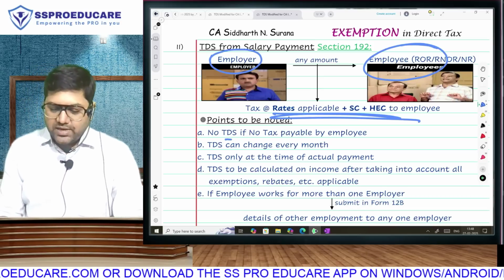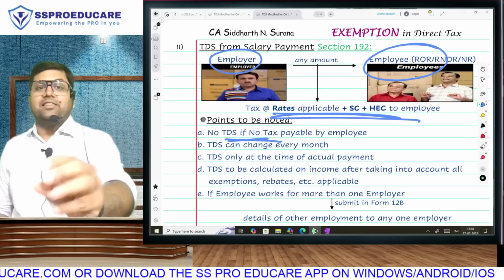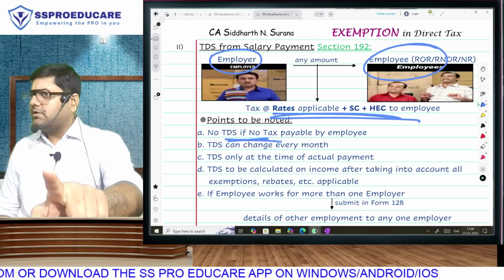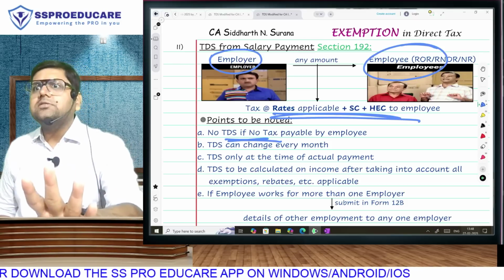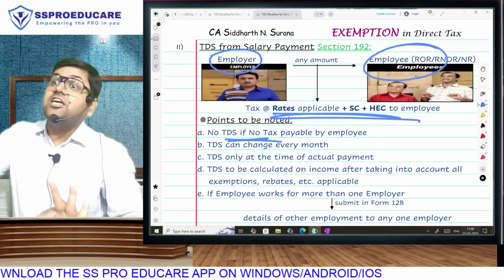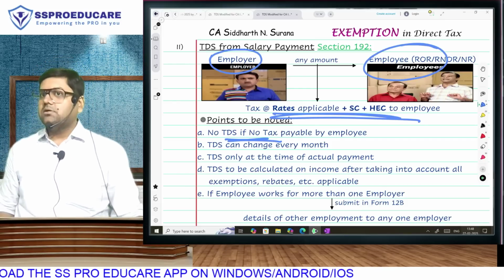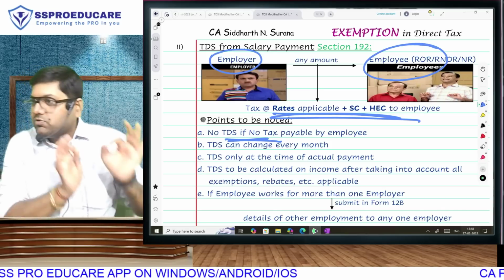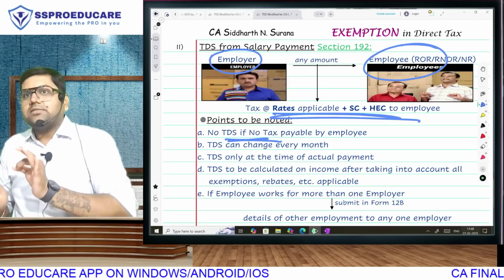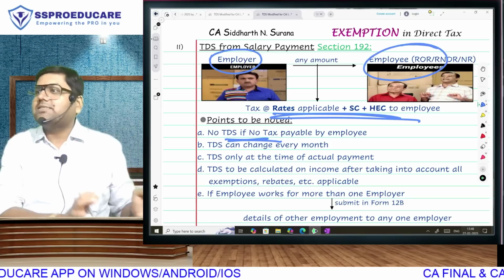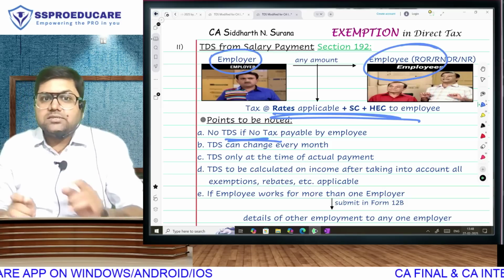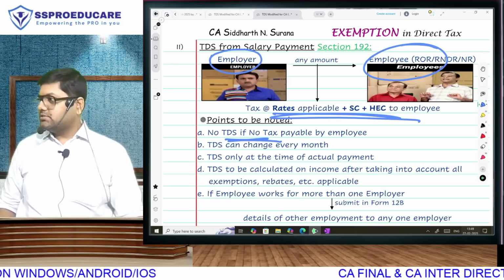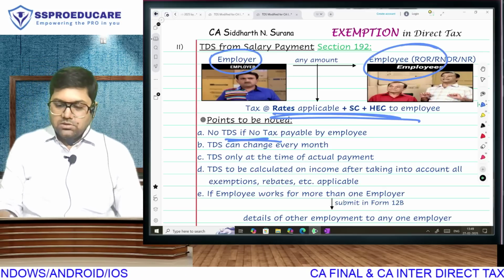What if there is no tax only? Supposing your employee's salary is 20,000 per month. So annual salary is 2,40,000. No tax liability. No need to deduct TDS. Salary TDS is basically his tax. You have to deduct as TDS. Tax equal to TDS. TDS equal to tax. If there is no tax payable, there will be no TDS. Make sense? Now to answer your doubt, this is the answer.